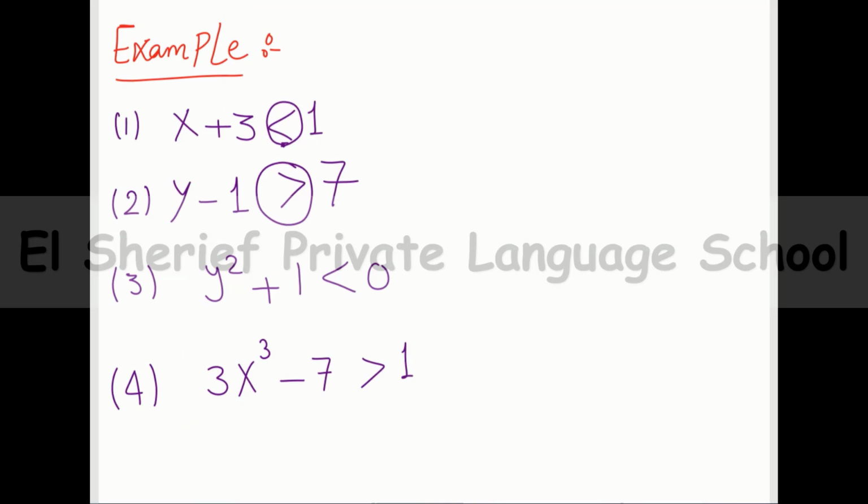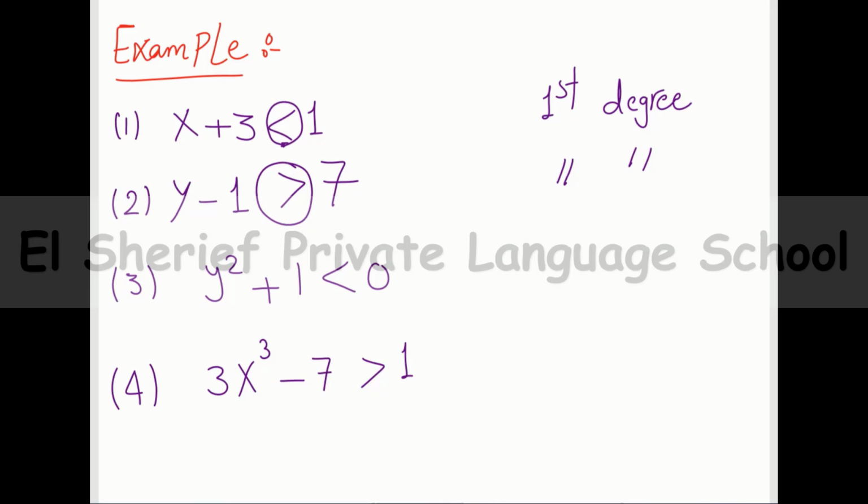Okay, to determine the degree of the inequality we must follow the same steps of determining the degree of the equation. What does that mean? The degree is determined by the highest power of the symbol, or the unknown. I have the unknown x here, its power is 1, so it's first degree. Number 2: the unknown is y of the power 1, so first degree.